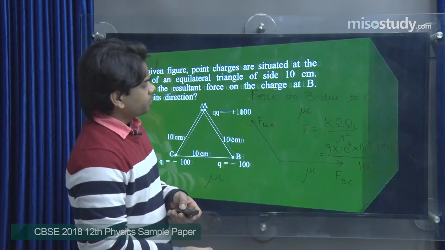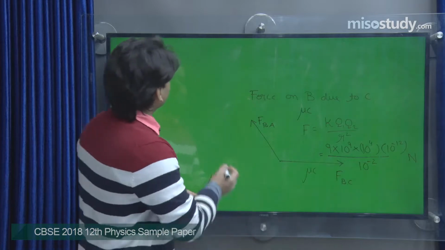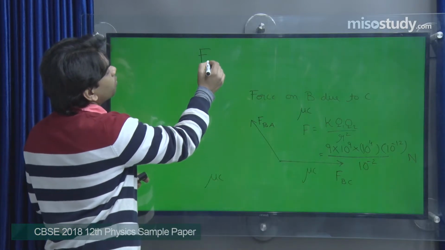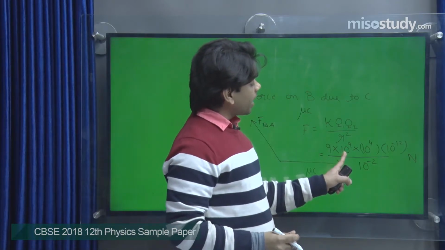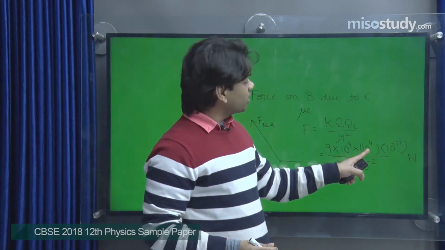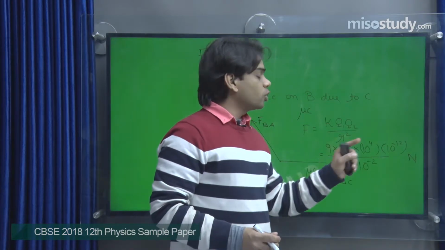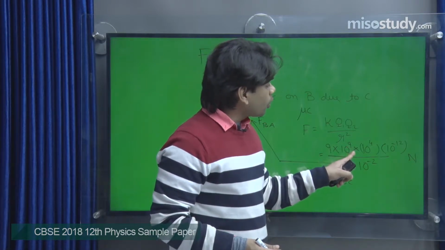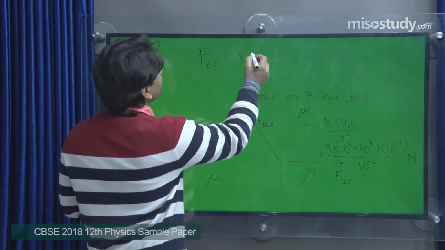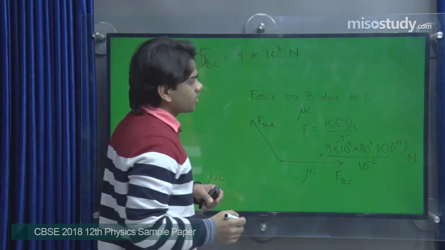This will come out to be, let me solve it here, force on B due to C will be equal to 9 with proper 10 to power, you see 10 to power 9 and 10 to power 4, that will be 10 to power 13, minus 12, then 10 to power 1. 10 to power 1 and 10 to power minus 2 will go up, that will be 10 to power plus 2. So 10 to power 1 plus 10 to power plus 2 will be 10 to power 3 Newton.